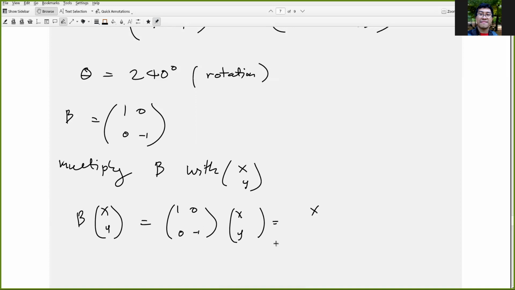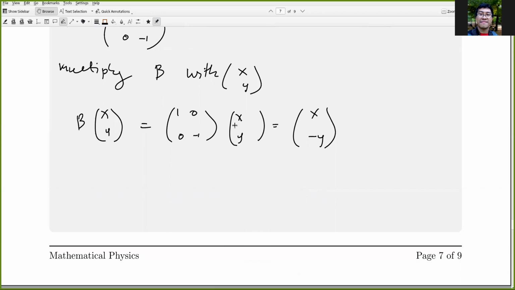That would give you x and minus y, which means that for whatever vector you have, if you multiply B, the reflection matrix, on xy, the y component changes. It means that B reflects through the x-axis. So this is a reflection through the x-axis.